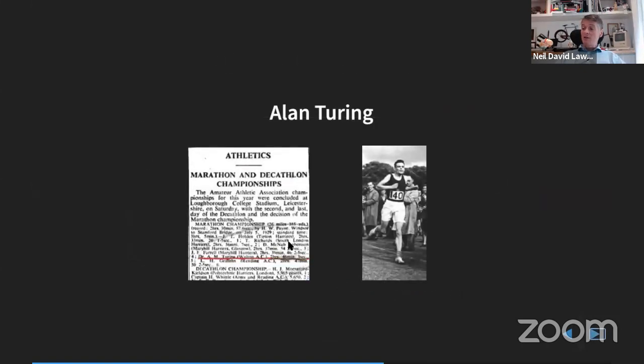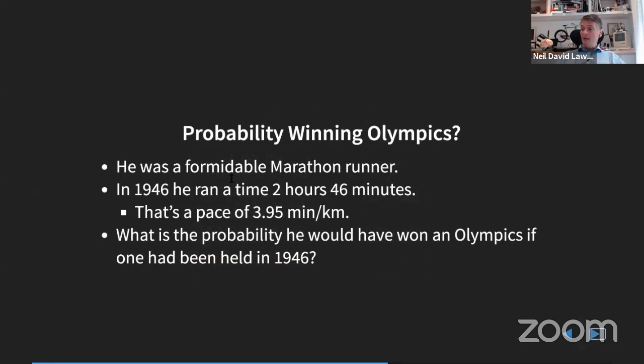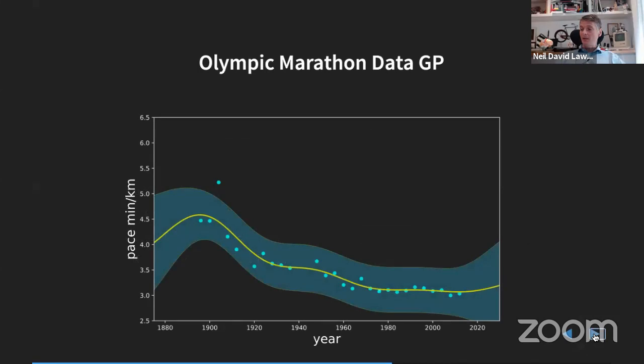Alan Turing was a spectacularly good marathon runner. This is his time listed here. You probably can't make it out. It's 2 hours, 46 minutes in the UK Marathon Championships. Now, that was in 1946. And there's a question there. By the way, I can't run 5 kilometers at that pace. He was extraordinarily, wonderfully fast. To me, mind-blowingly fast. Other people I know, probably not so much.